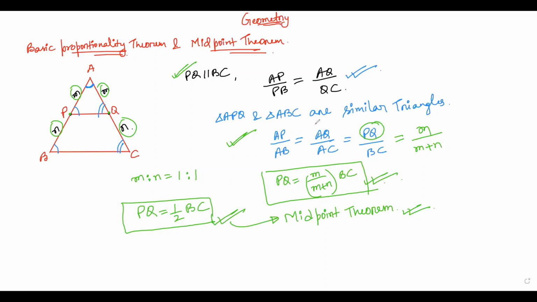So basic proportionality theorem states that a line parallel to one side of a triangle will divide the other 2 sides in the same ratio, and midpoint theorem states that a line segment joining the midpoints of the 2 sides of a triangle would be parallel to the third side and would be half of its length.